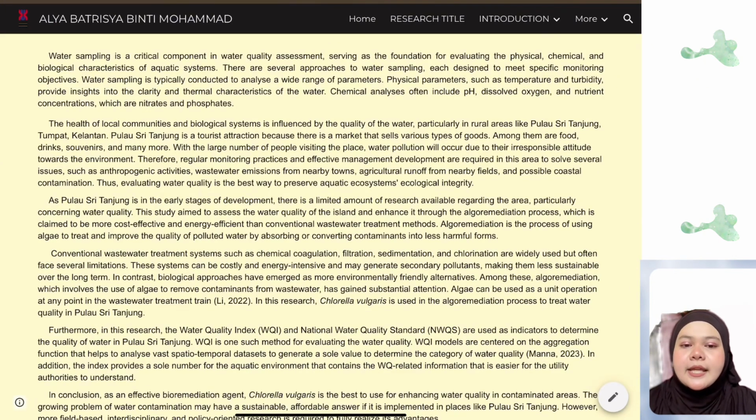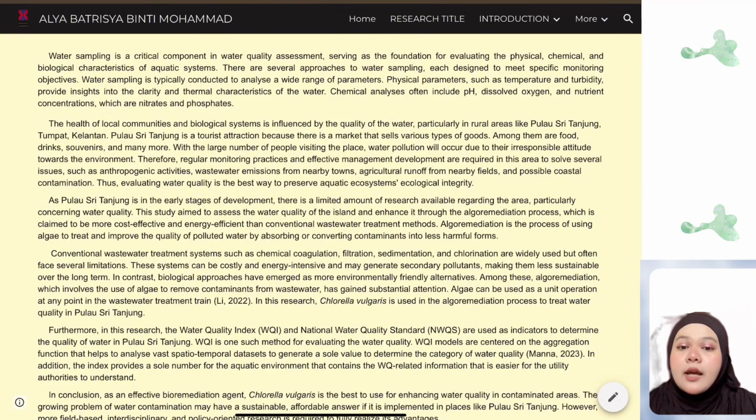Water sampling is typically conducted to analyze a wide range of parameters. Physical parameters such as temperature and turbidity provide insights into the clarity and thermal characteristics of the water. Chemical analyses often include pH, dissolved oxygen, and nutrient concentrations. The health of local communities and biological systems is influenced by the quality of the water, particularly in rural areas like Pulau Seri Tanjung, Tumpat, Kelantan.